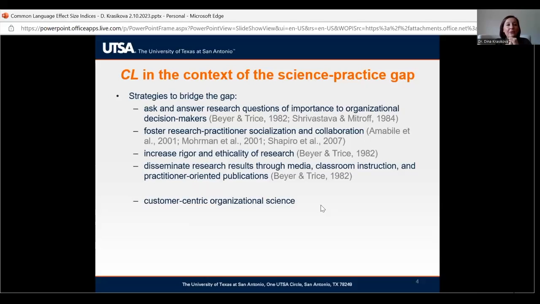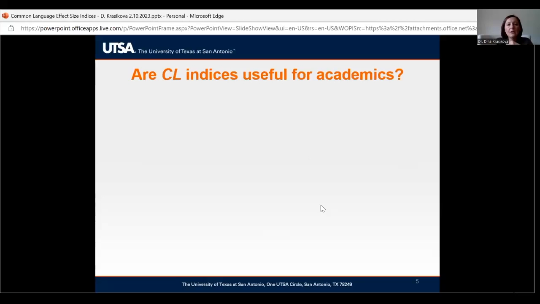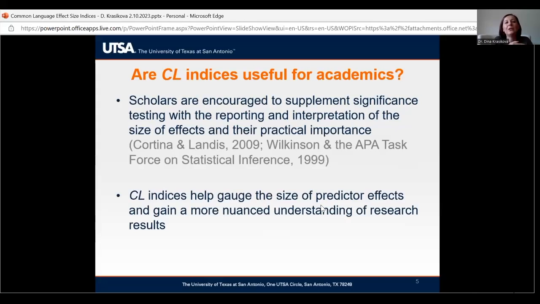But most scholars who have written or spoken about bridging the science-practice gap agreed that we need to find ways to interpret and report our research results in a way that is useful and makes sense to all users of academic research, not only to academics, but also to practitioners. So why are the CL indices useful for academics? First of all, we're strongly encouraged to supplement significance testing with the interpretation of the practical importance of our results.